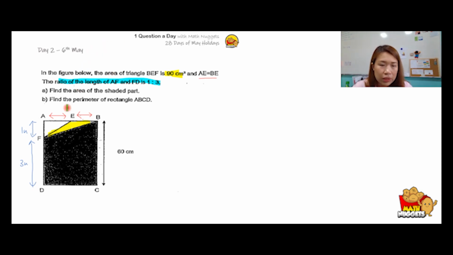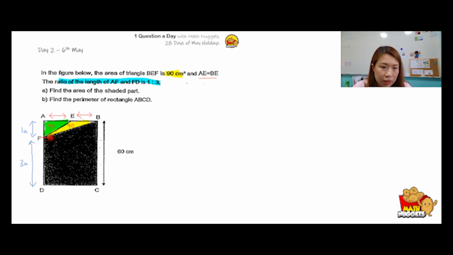Okay, so one thing I noticed here, triangle AEF and triangle EBF, so the green and the yellow triangles, they are actually of the same area. Why? They have the same base and they also have the same height. So if the two triangles have the same base and height, they will have the same area. So part A is asking us to find the area of the shaded part. We know that this area is 90. This is 90.